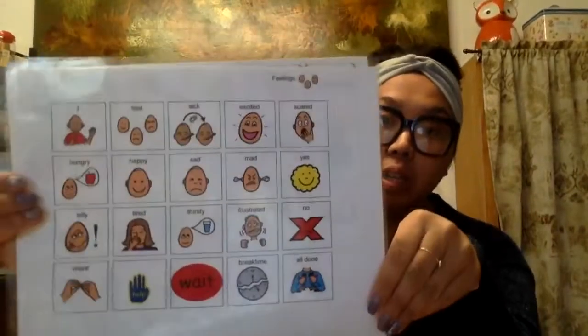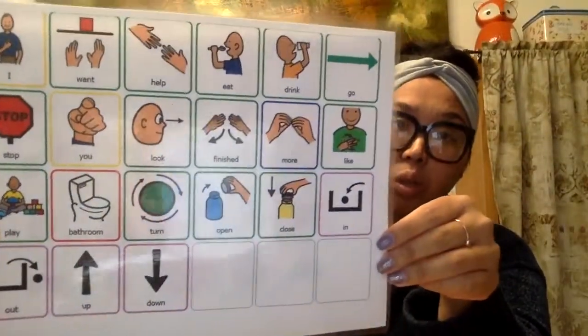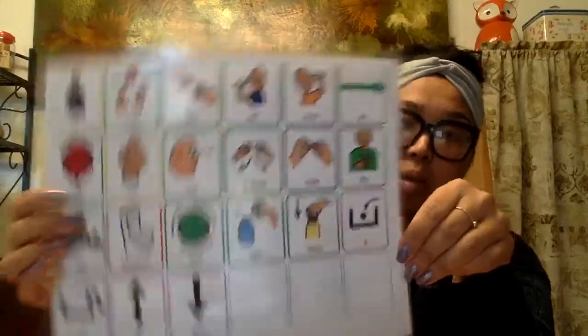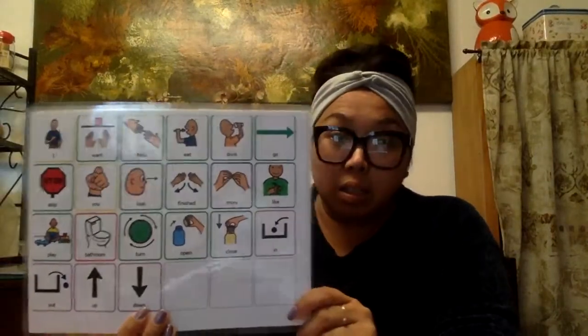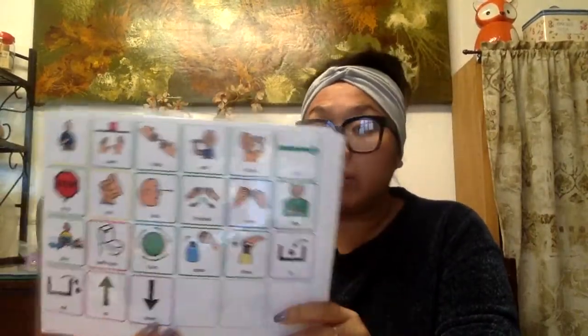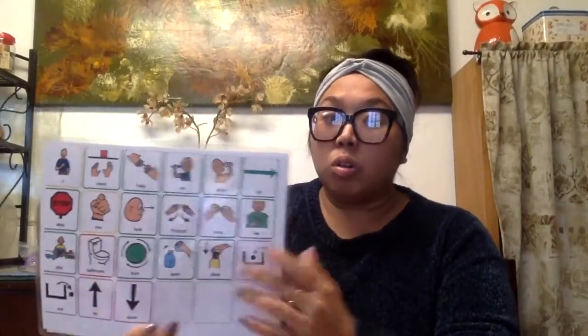These are both very similar core boards. One is a feelings core board, and one is a more general core board with different action words and core words in them. So, what is a core board? A core board is a communication board or communication visual that is meant to help expand language, to model language, and also increase participation in the activities that you are doing with them.